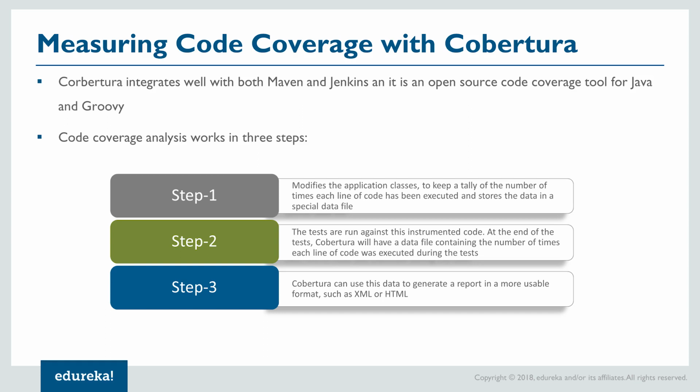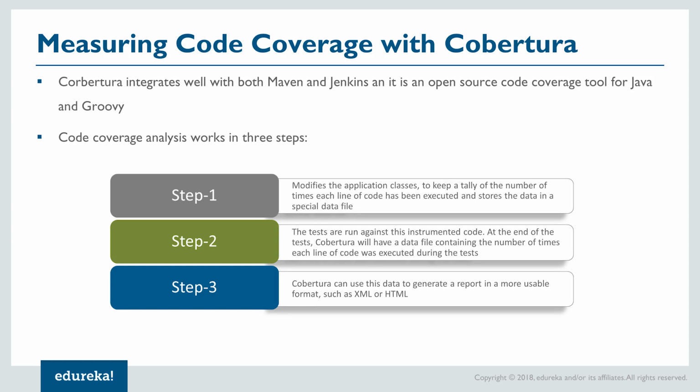So code coverage analysis, let's take a look at how exactly it works. There are three steps involved. Step 1 modifies the application classes to keep a tally of the number of times each line of code has been executed, and it stores the data in a special data file. Step 2 is that the tests are run against this instrumented code. And at the end of the tests, Cobertura will have a data file containing the number of times each line of code was executed during the tests. And step 3 is when Cobertura will use this data to generate a report in a more usable format, such as XML or HTML.